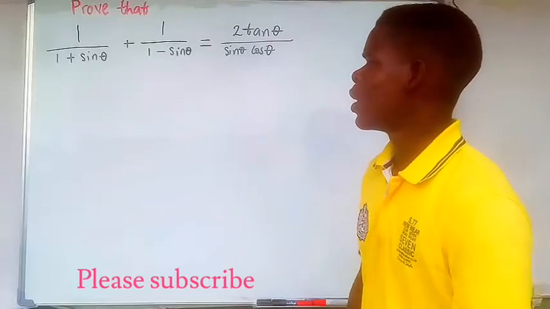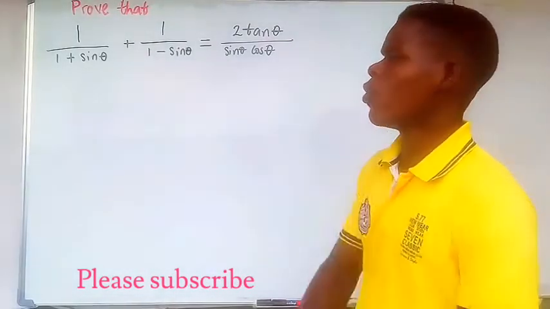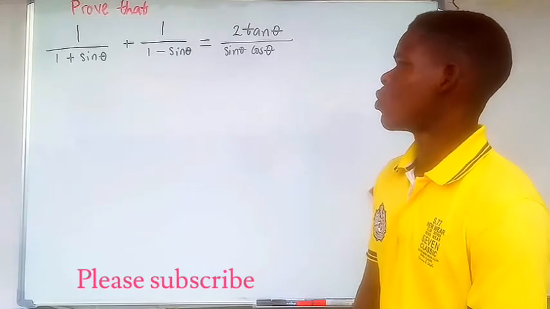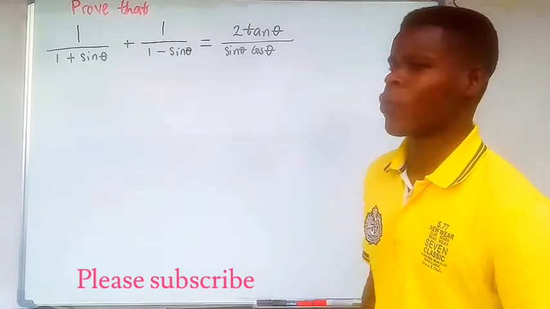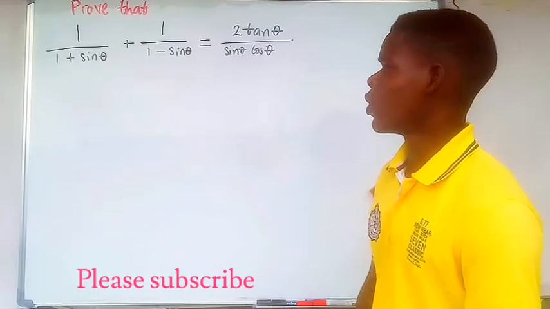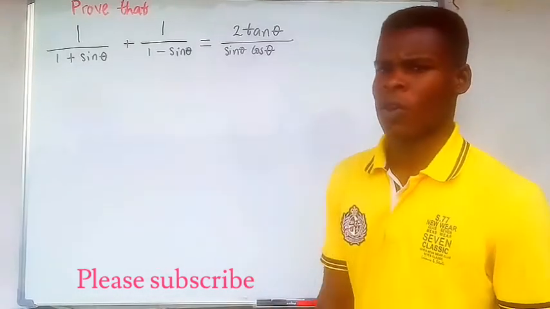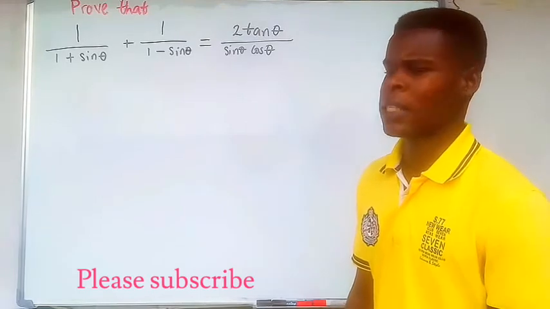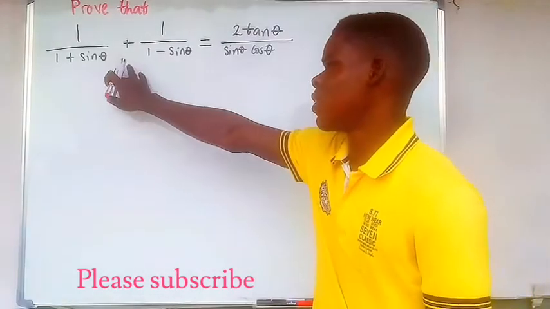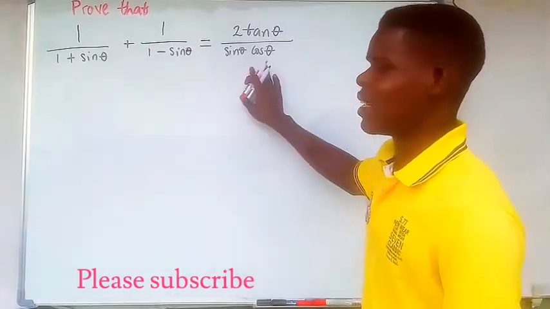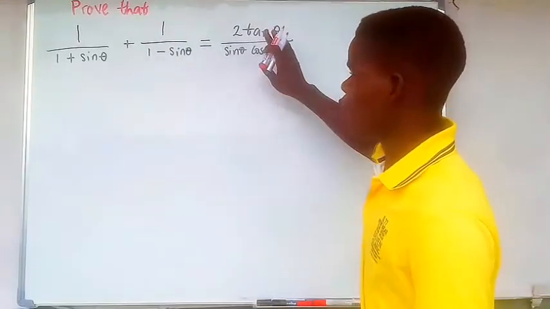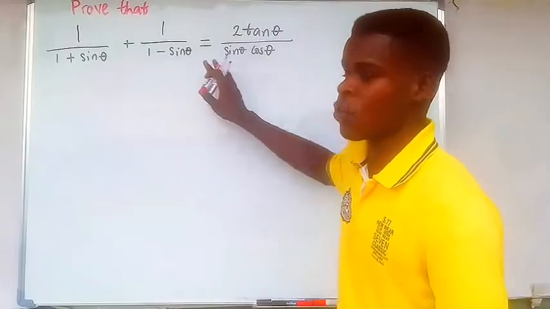Now we have that 1 over 1 plus sine theta plus 1 over 1 minus sine theta equals to this. So we have to prove that this is true for the two expressions on both sides. Okay, so I'm just going to make use of the most complicated expression, which is the left hand side, to solve for the less complicated, which is the right hand side. So starting from here, we solve to get this. We prove that this is equal to this.